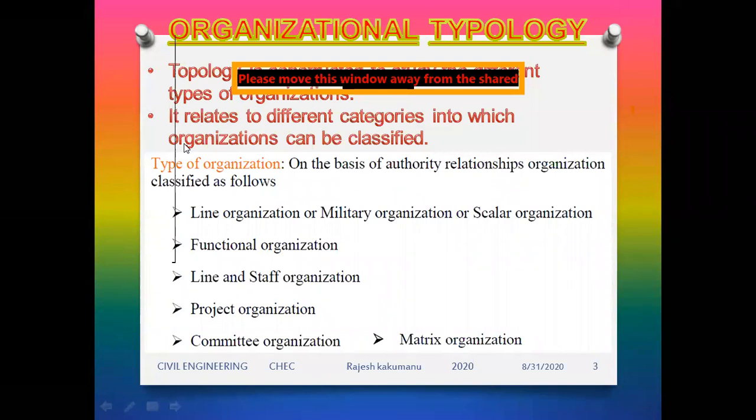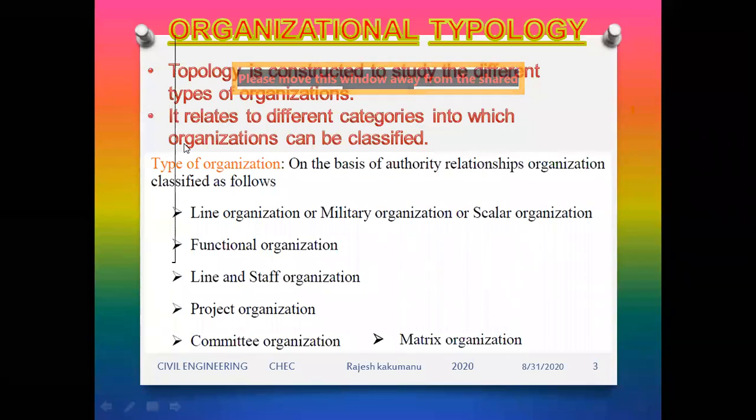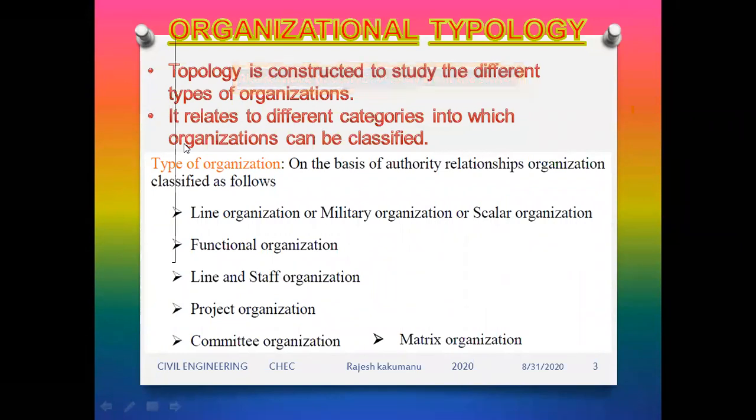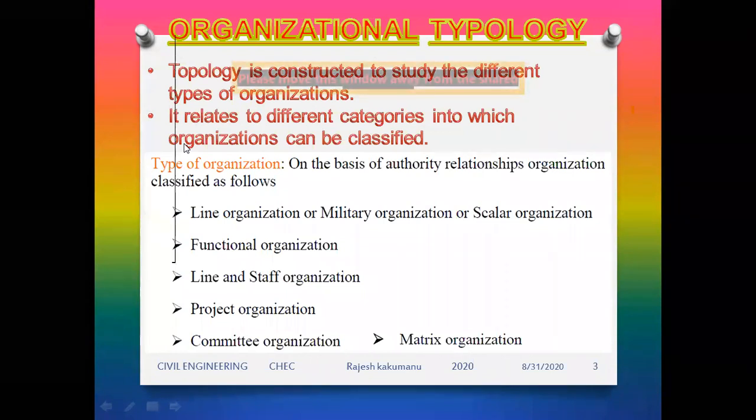I just wound up whatever we were discussing in the last class. So now we are discussing the formal type of organization and the informal type of organization. I have given a brief introduction about the topic. Now we are going into today's regular topic, right?